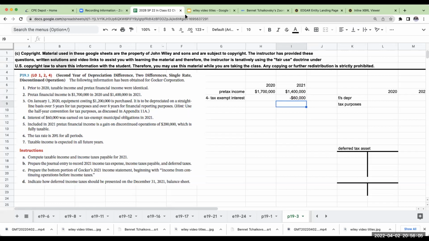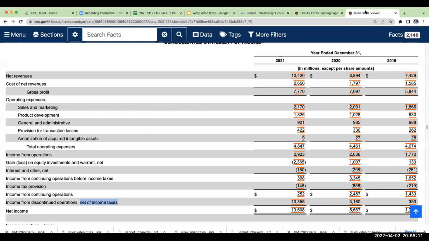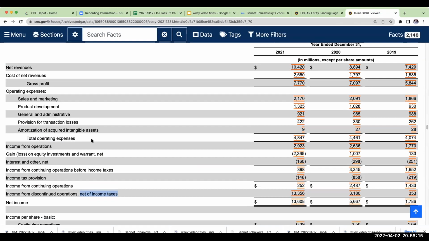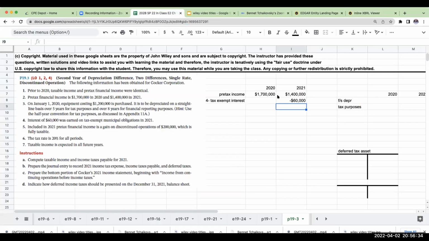Now for number 5, we had a gain in discontinued operations. We're not going to deal with that quite yet, but when we have discontinued operations, if you remember going back to chapter 4, we have to show income from continuing operations, and we're going to show the discontinued operations net of tax. So let's come back over here.